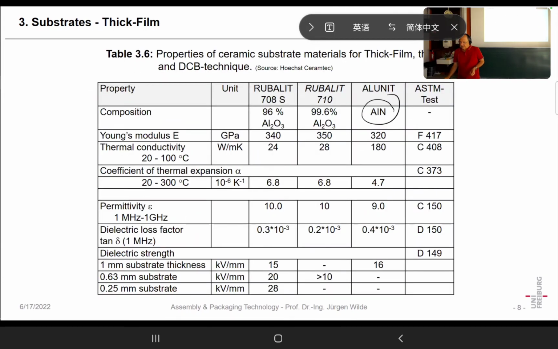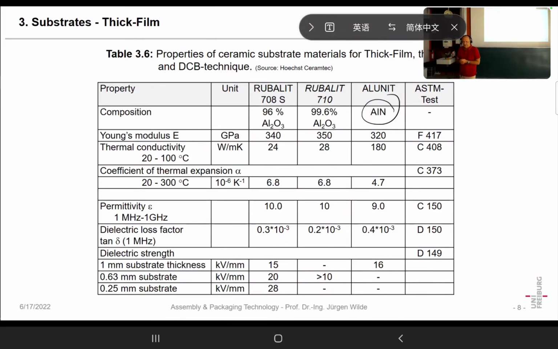Okay, so we have also seen the most important properties. And first of all, of course, it's important to have the electrical properties like permittivity, dielectric loss factor, and also dielectric strength.